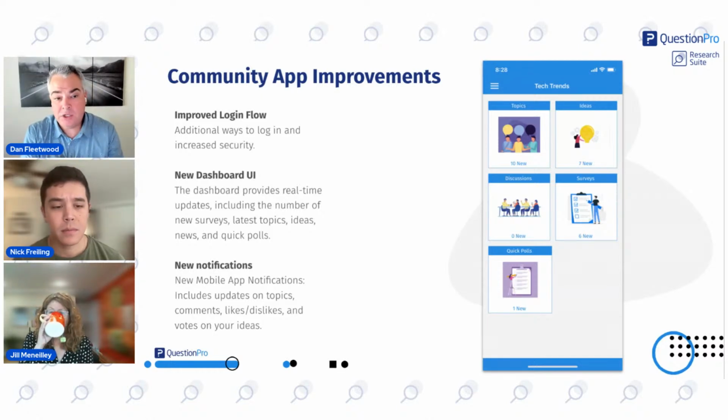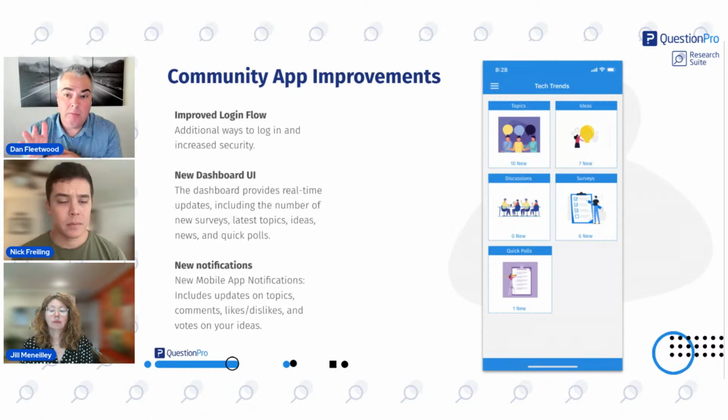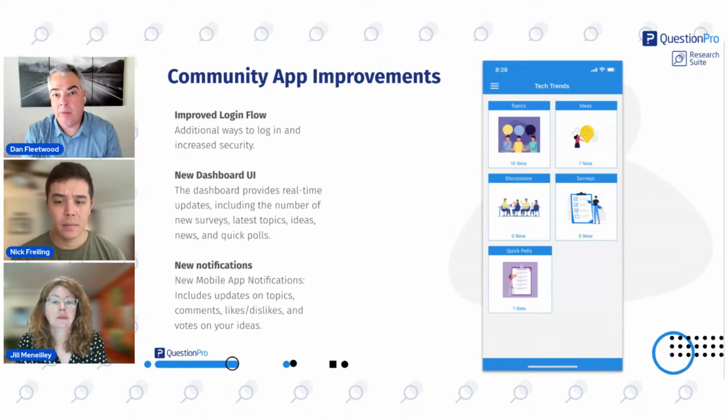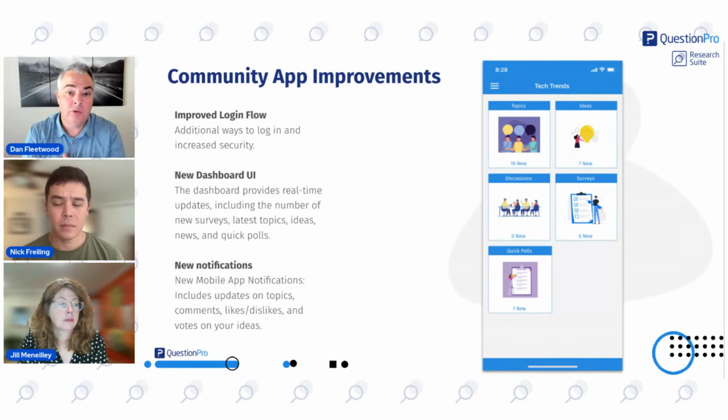And so in addition to the new dashboard UI, we also have new notifications, including if there's new topics, comments, likes, dislikes, voting on ideas. These are all ways that we can help increase the amount of traffic that gets routed to the app, and also the engagement. So that's one of the things that I really love about the app, is it also mimics the experience that members have on outside social media platforms as well. And we want this app to essentially mirror some of those things, where it can drive engagement through those different banner notifications, those push notifications, and so forth.